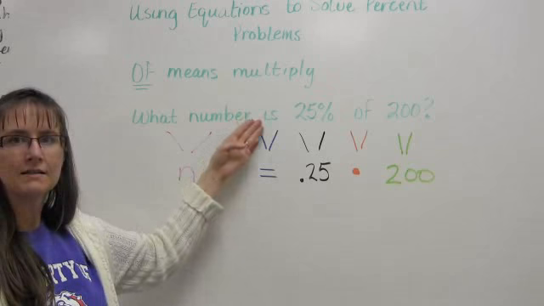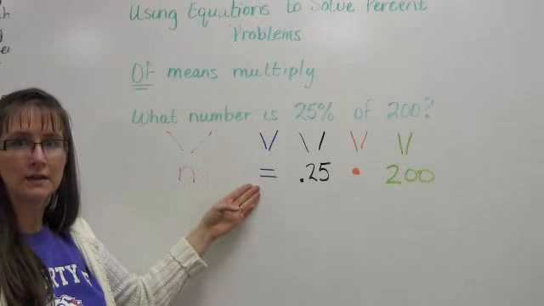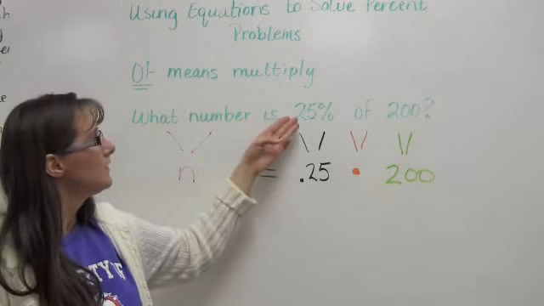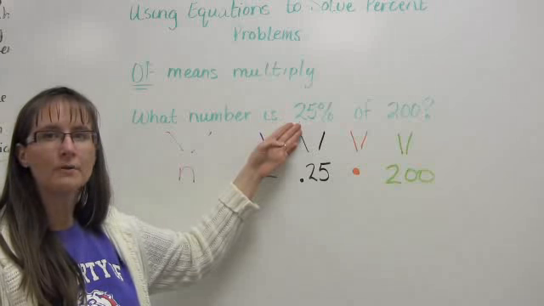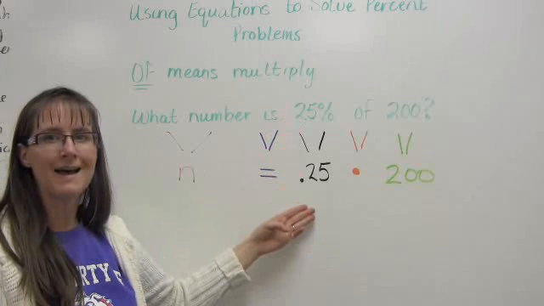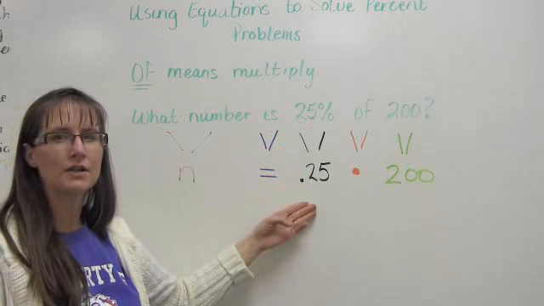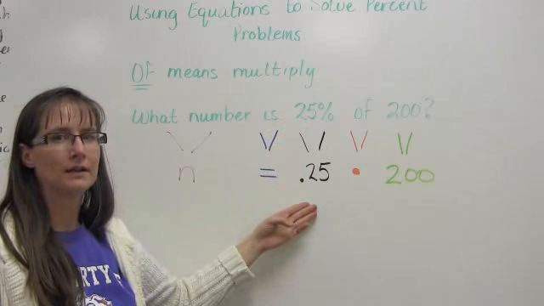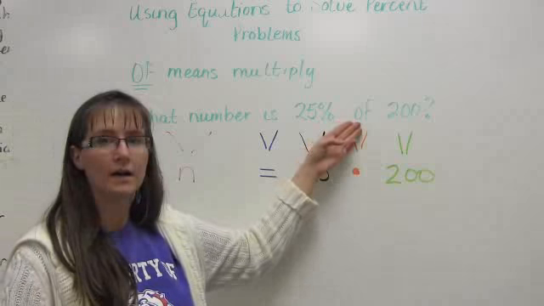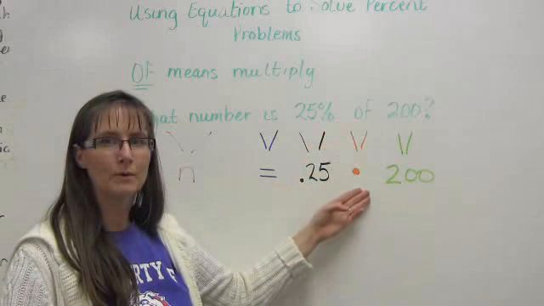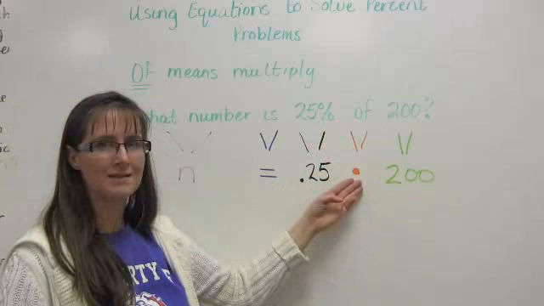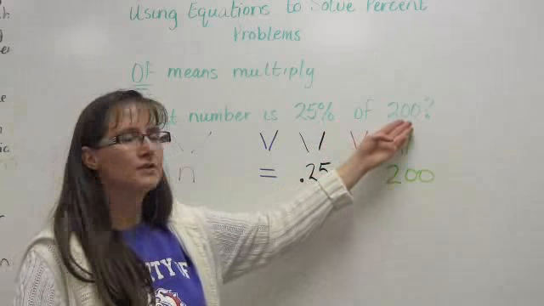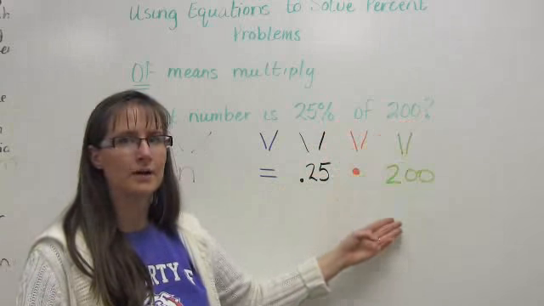The word "is" translates into the equal sign. 25%, all percents must be rewritten as decimals. Remember, to change a percent to a decimal, we move the decimal place twice to the left. The word "of," again, means to multiply, so I'm using the raised dot here. And then you just simply bring down your number, 200.